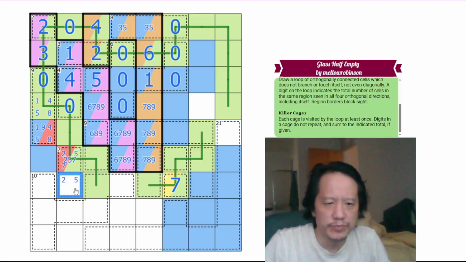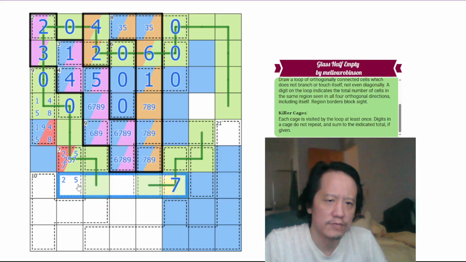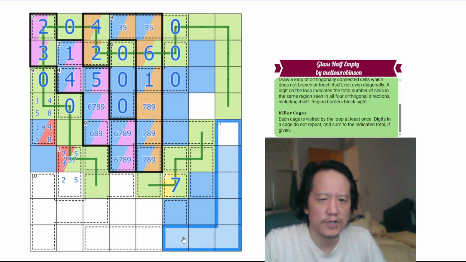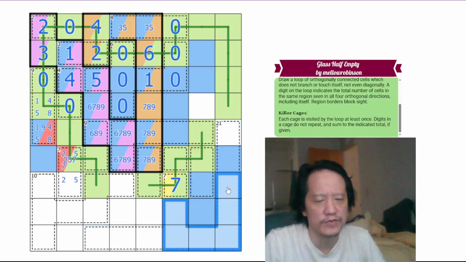So this could be the yellow region. 1, 2, 3, 4, 5. And it's a separate region than this. So this, well, you could have it be filled. It doesn't have to be, any of these don't have to be on the loop. So the yellow could be all of this, right?